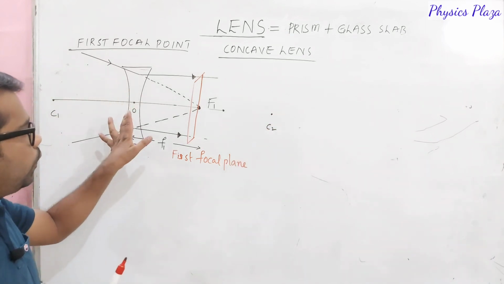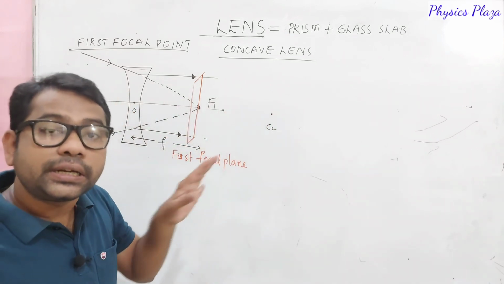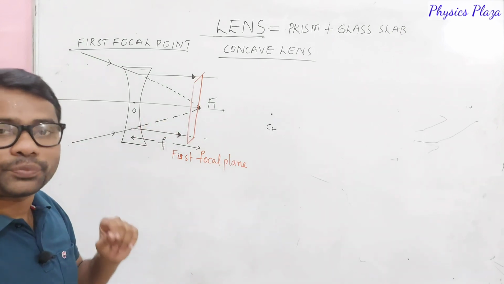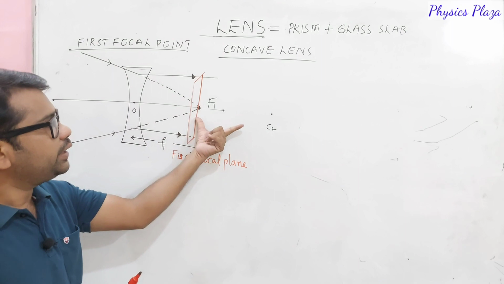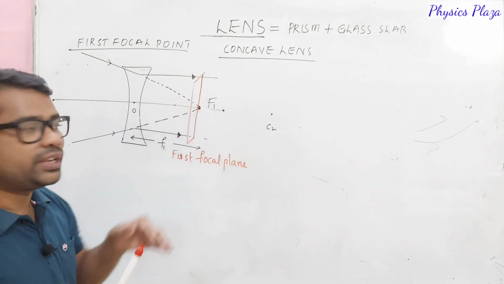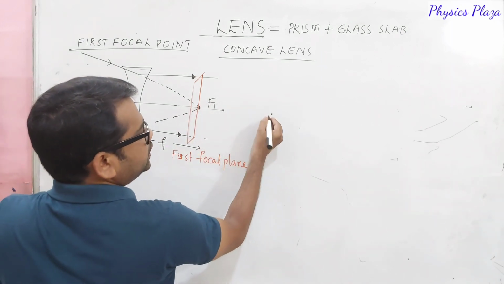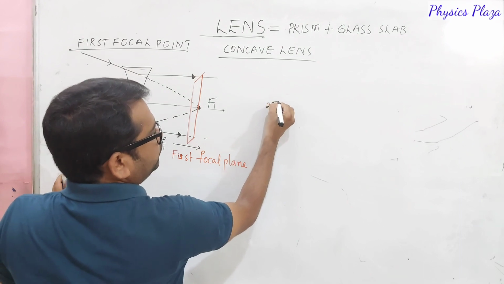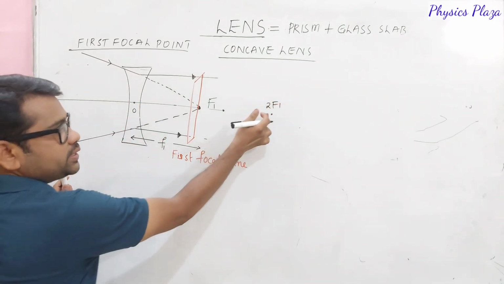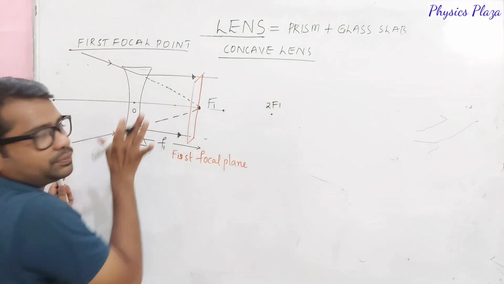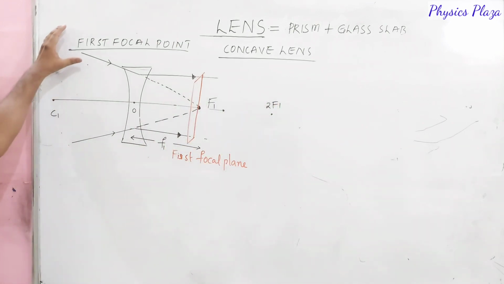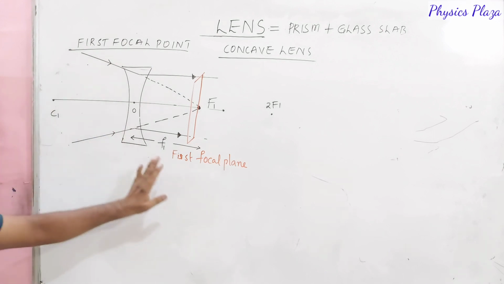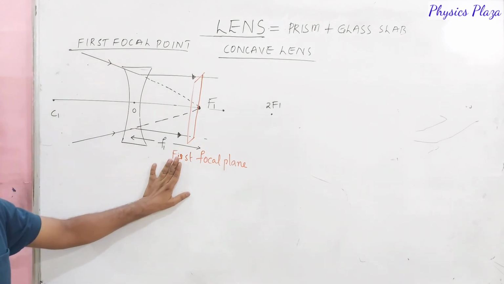Means OC2 is double that of OF1, or else children, the distance between O and F1 is equal to the distance between F1 and C2. So this is going to be termed as 2F1 from now onwards. So 2F1 is double that of this F1. That's what we are going to call 2F1. So children, this is first focal point and first focal plane, very important.